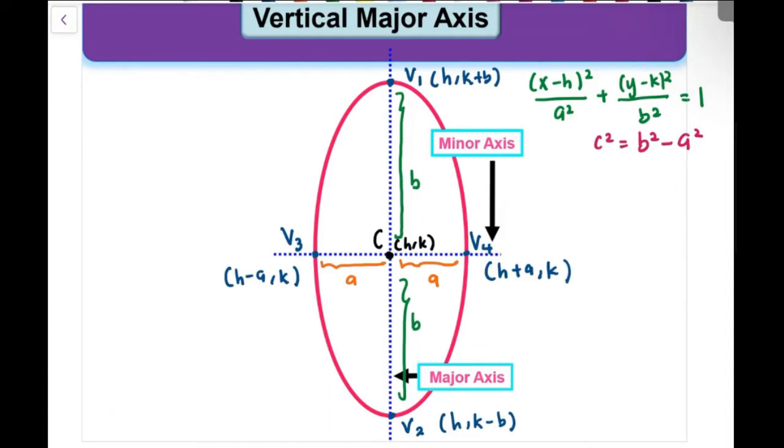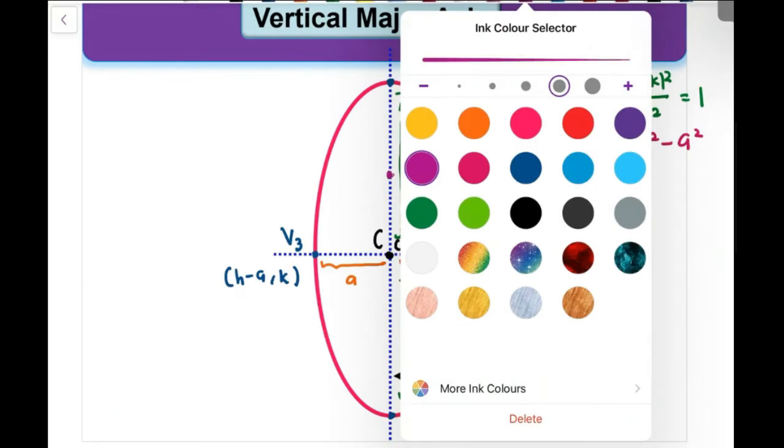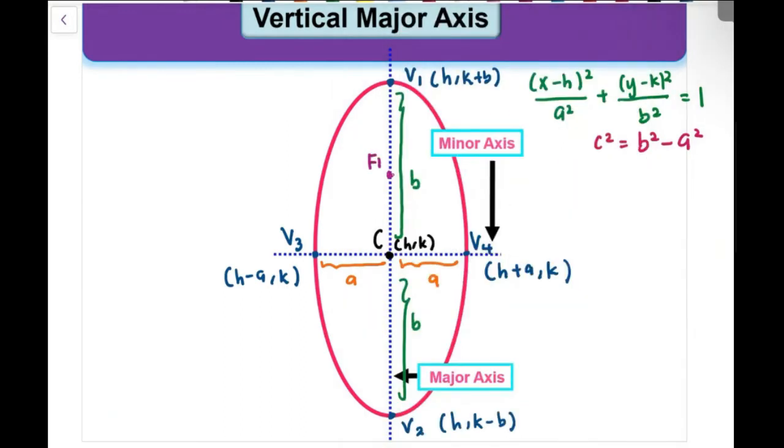Okay. Last one, we have foci. Okay, yang ni kena hati-hati. Foci always lies on major axis. So, sekarang tadi, B yang lagi panjang. Itu yang jadi major. So, foci akan duduk dekat situ. So, we would have now F1 and F2. Alright, F1 here, F2. And same as before. Distance between foci to center would be C. Small c. Saya guna huruf C kecil.